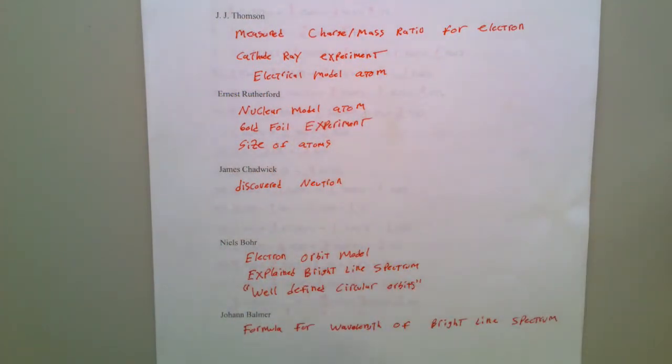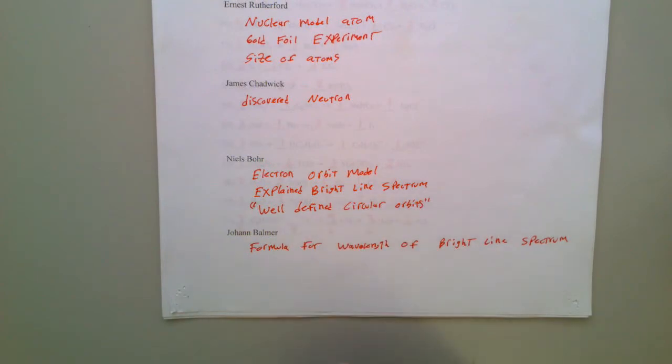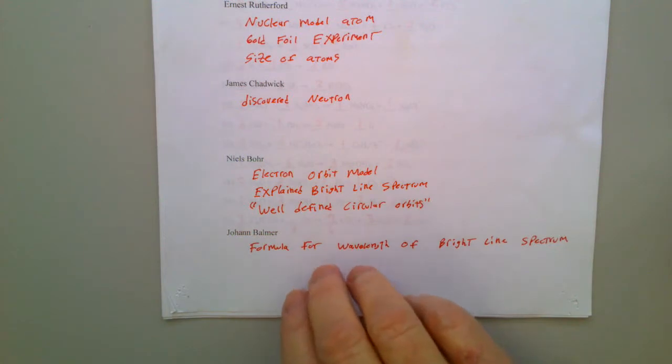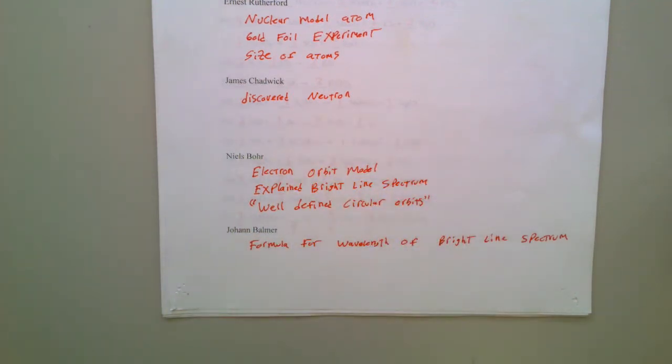A lot of people talk about the gold foil experiment. He's also, although we don't talk about it as much, the person who really started to determine the size of atoms. James Chadwick discovered the neutron. Niels Bohr gave us the electron orbital model, which was able to explain the bright line spectrum.